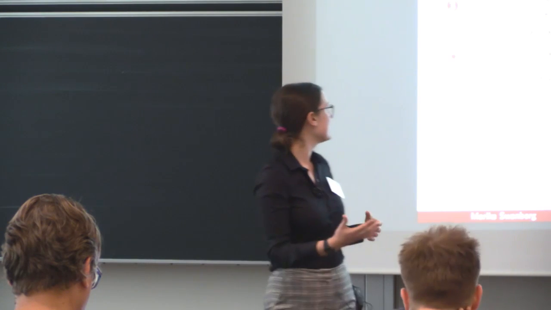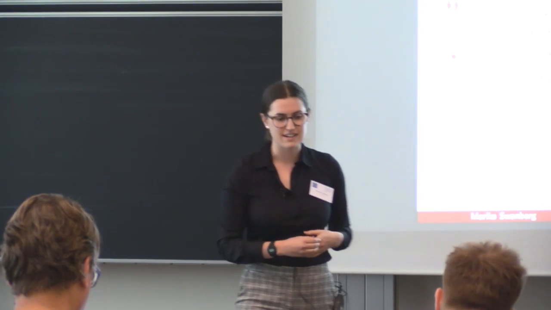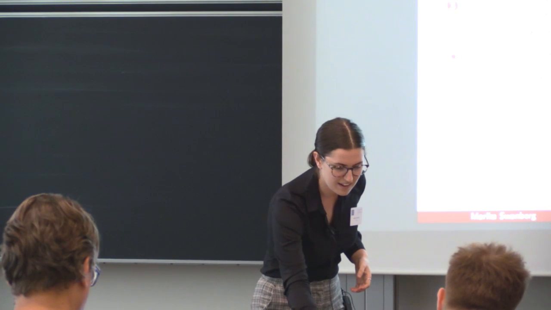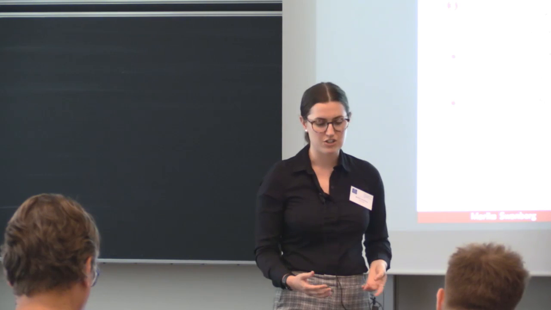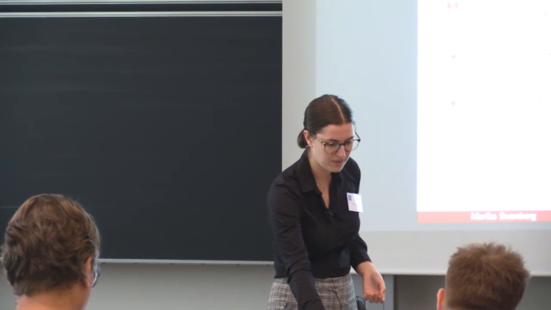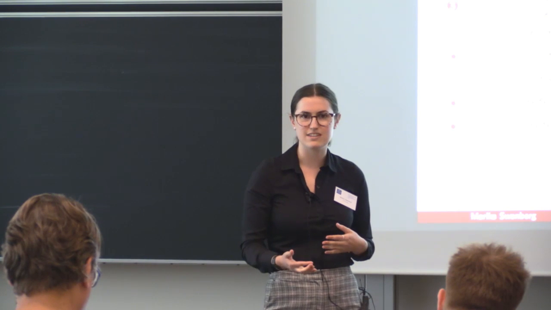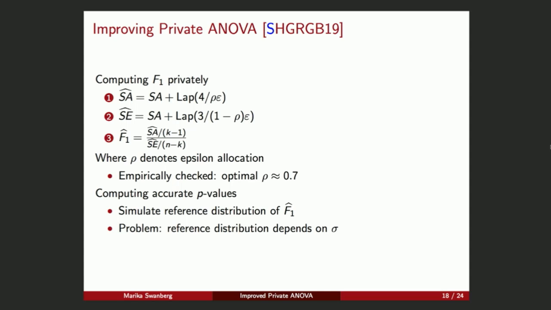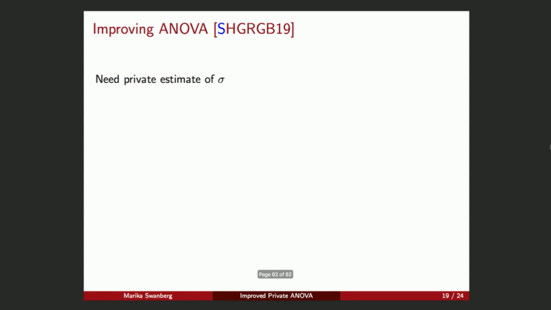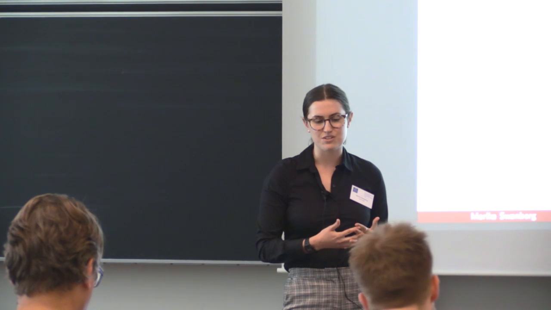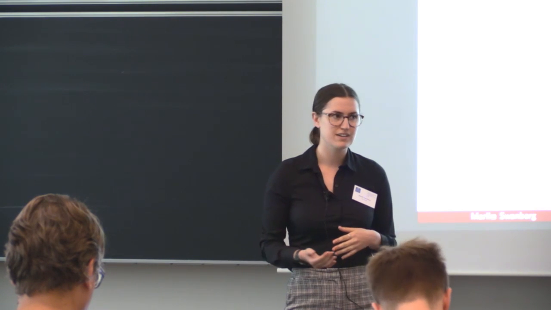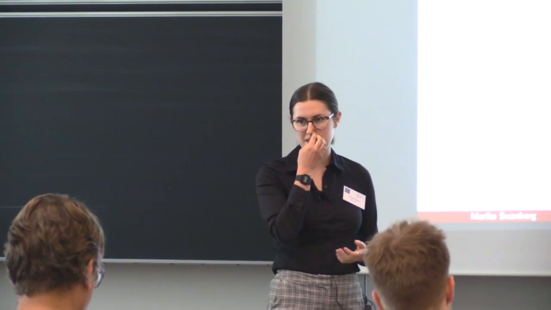So now the question is, now that we have this number and this noisy statistic, how do we compute accurate p-values? Again, we can just simulate the reference distribution, but we have a problem, which is that the reference distribution depends on the standard deviation of the database, which is private information. So we need a private estimate for the standard deviation. One option is that we could allocate some of our epsilon budget to computing a private estimate of sigma, but that turns out to be really bad for power.